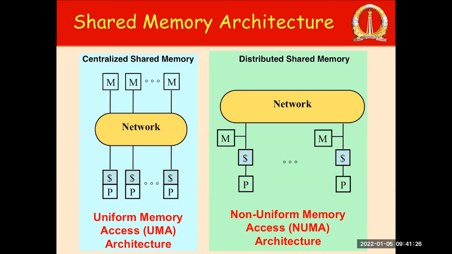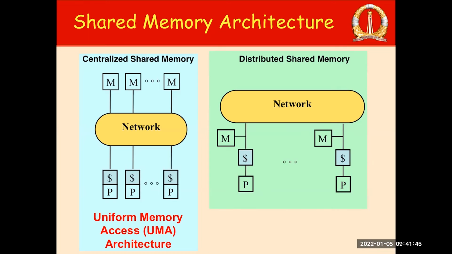Such architectures are also called non-uniform memory access architectures because the latency is not uniform. Both centralized shared memory and distributed shared memory support the abstraction of a shared memory architecture. That means the memory is shared across these different processors and processes, and therefore interaction can happen through this shared memory abstraction.